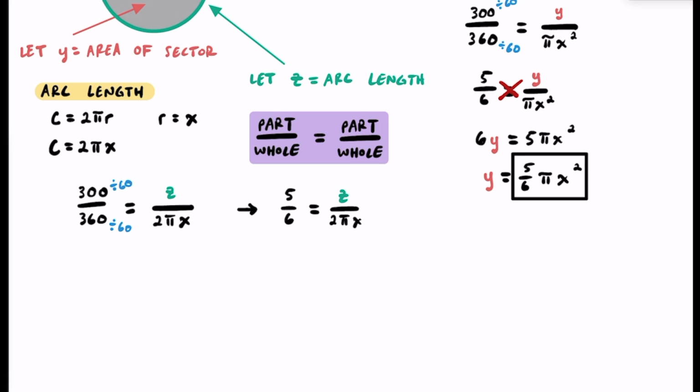All right, so just like earlier, let's use cross products. If we multiply the cross products here, we're going to say that 6z is going to be equal to, and then 5 times 2 is going to be 10. So we're looking at 10 pi x. Now dividing both sides by 6, we could say that z is going to be equal to 10 over 6, which is really just 5 over 3. So we're looking at 5 over 3 pi x. This right here would be an expression that represents the arc length of that sector in terms of x if we don't know the radius.